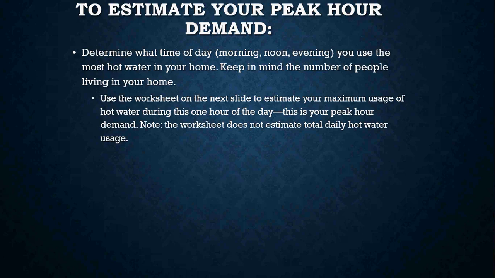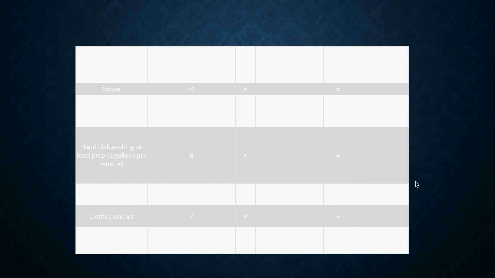To estimate your peak hour demand, first you have to determine the time of day, morning, noon, evening, like I just said, that you use the most hot water in your home, so keep in mind the number of people living there. Use the worksheet on the next slide to estimate your maximum usage of hot water during this one hour of the day. This is your peak hour demand. Note that the worksheet does not estimate total daily usage. So here we are. This is a nice little sheet right here.